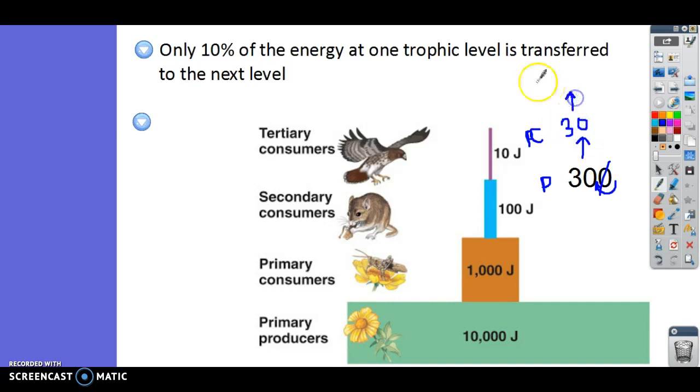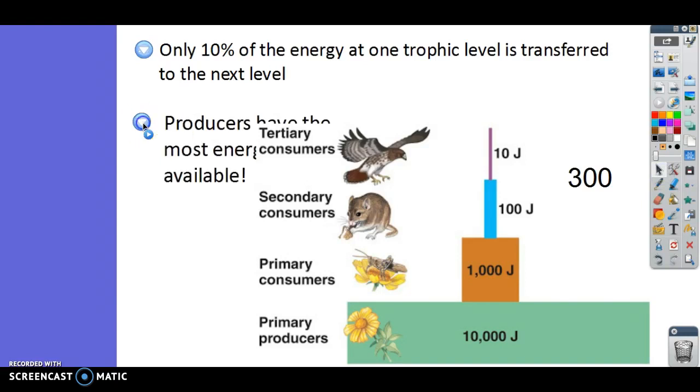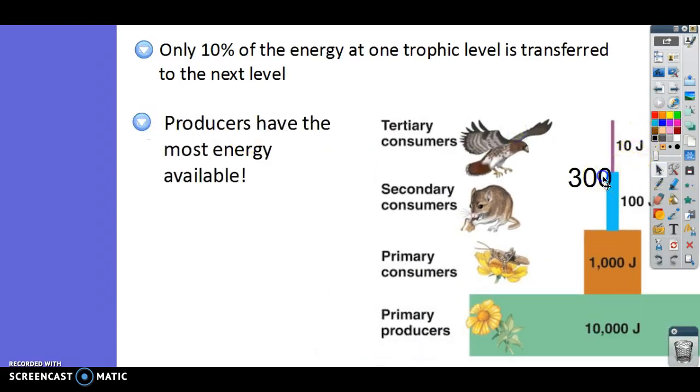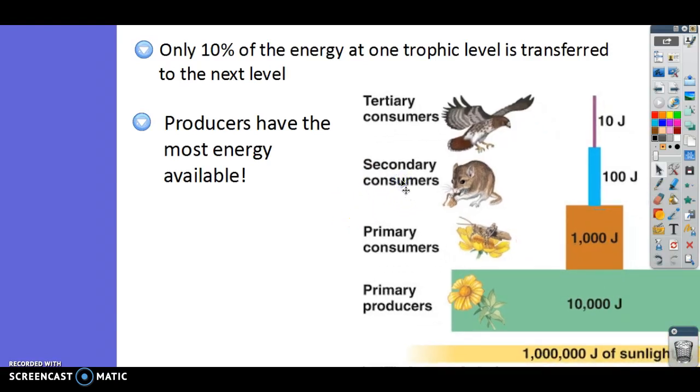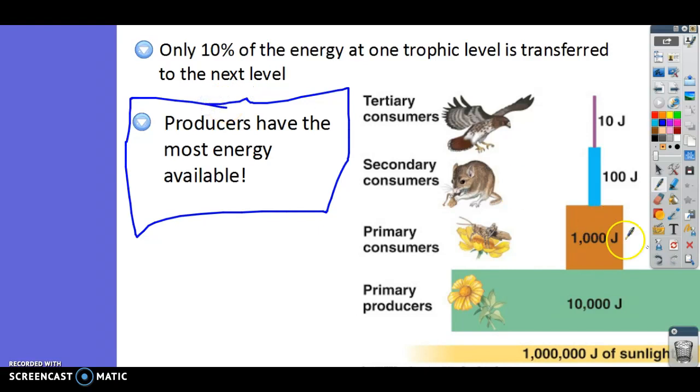What about my secondary consumers? How much energy are they going to have? Right, so we're going to chop off this last 0, so they're only going to have 3 units of energy. So if you notice here, our producers at the bottom have the most energy available. They get their energy from the sun, and they have the most amount of energy available. So I'm warning you, this will probably be a test question, so write it down. Which organisms have the most energy? The producers, all right?